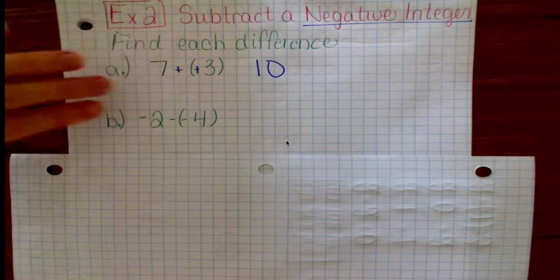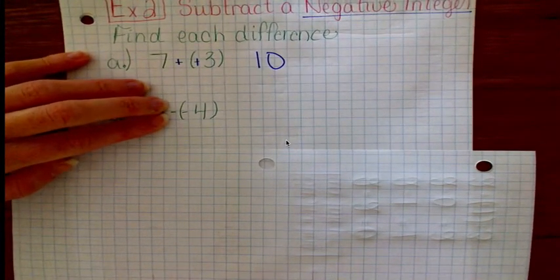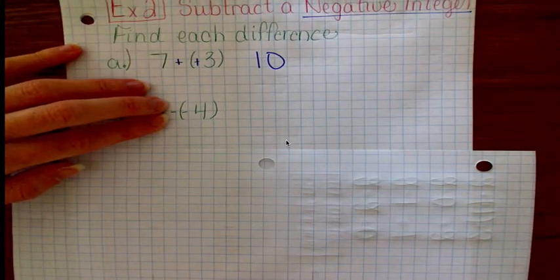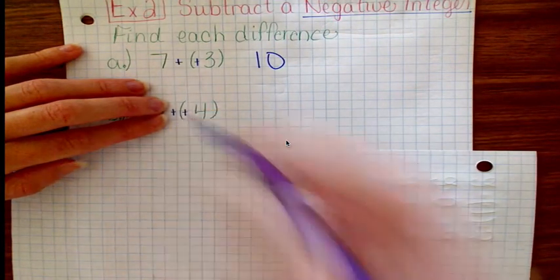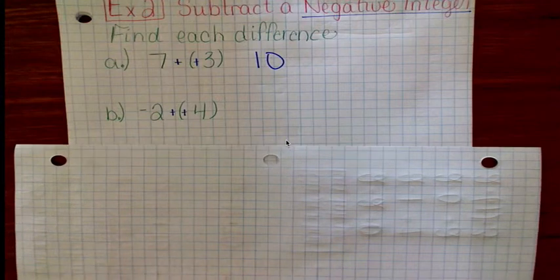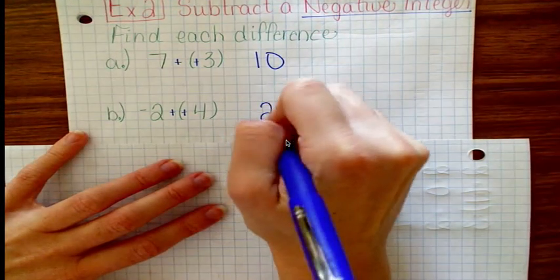Okay. All right. B. Cover up the first integer. Where do I put my 2 lines? On the minus sign and the negative sign. What is negative 2 plus 4? Positive 2. Good.